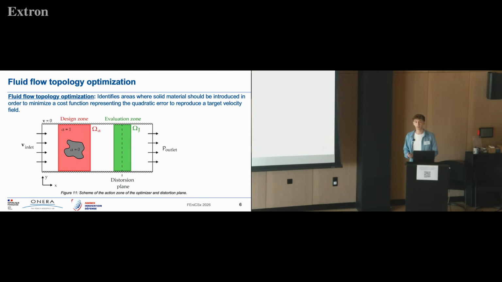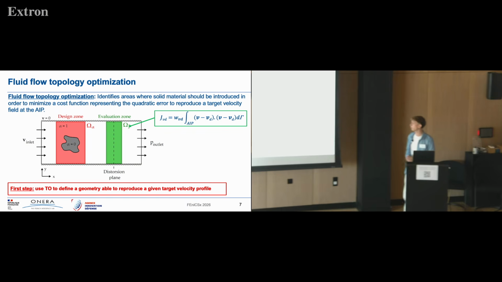Topology optimization is a very promising approach, and we will use this method to identify the areas where the solid material should be introduced in a design zone in order to minimize a cost function representing the quadratic error to reproduce a target velocity field in an evaluation zone. No such topology optimization exists in the literature, and especially at very high Reynolds number. That's why we will use this study as a first step, and we will use topology optimization to define geometry able to reproduce a given target velocity profile.